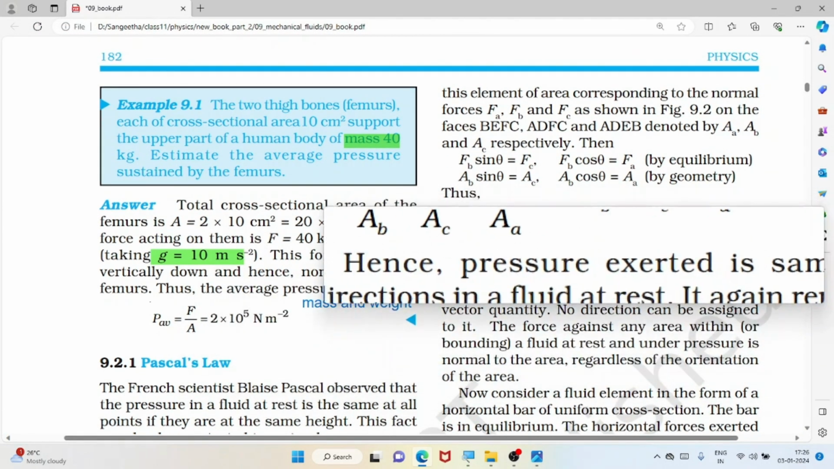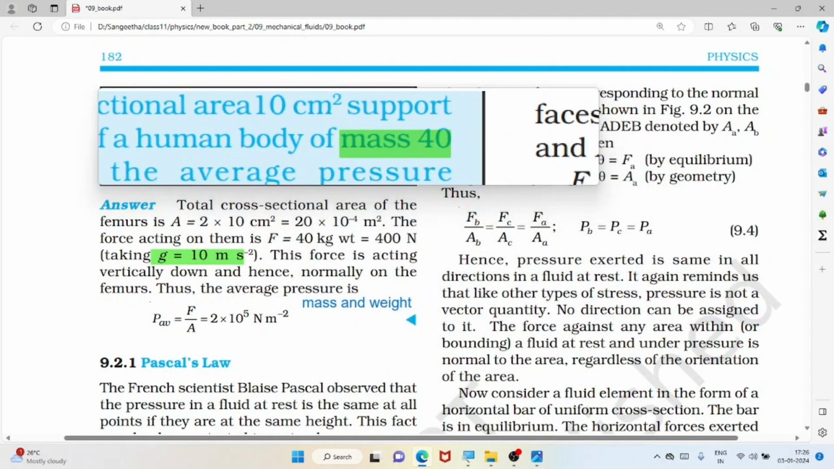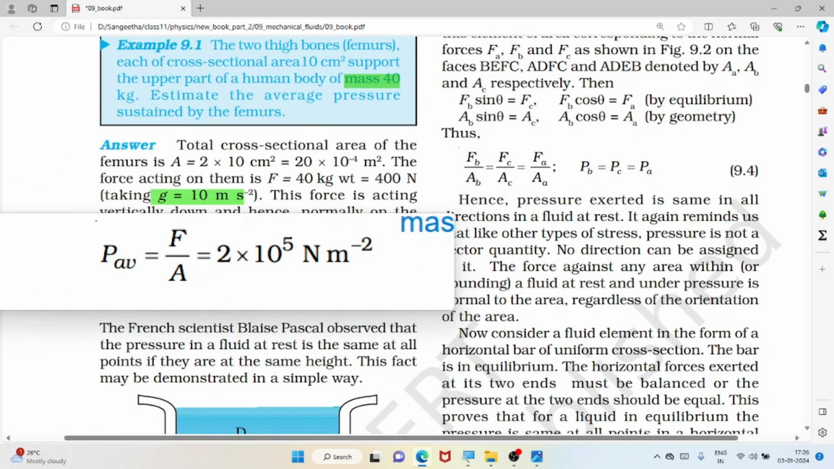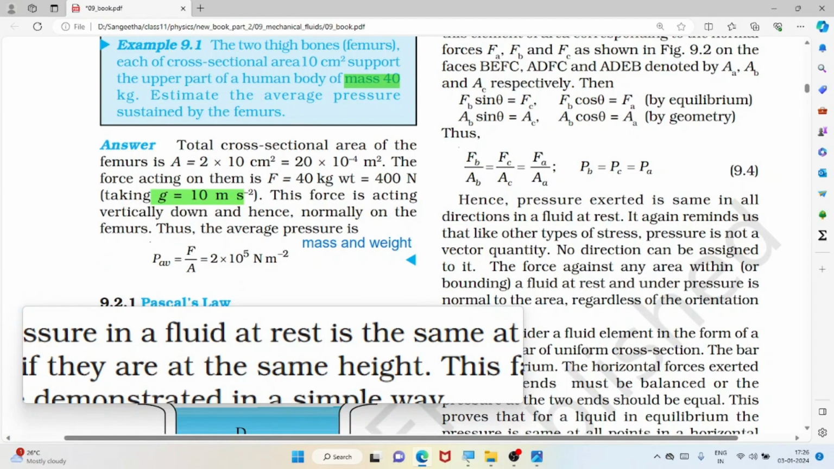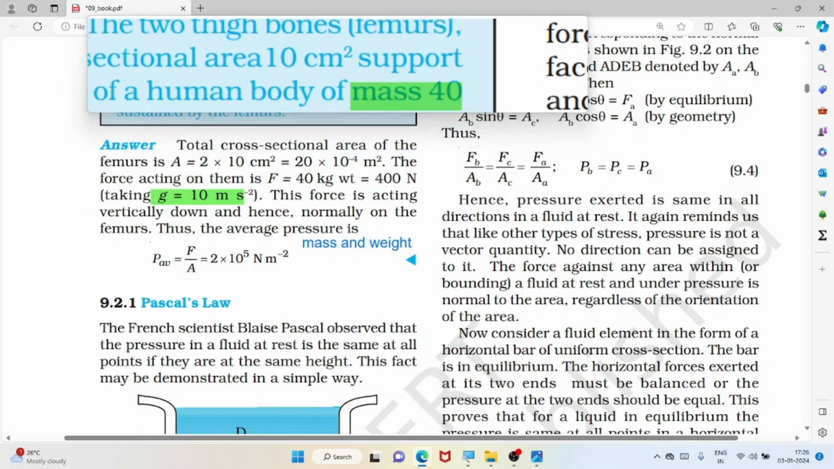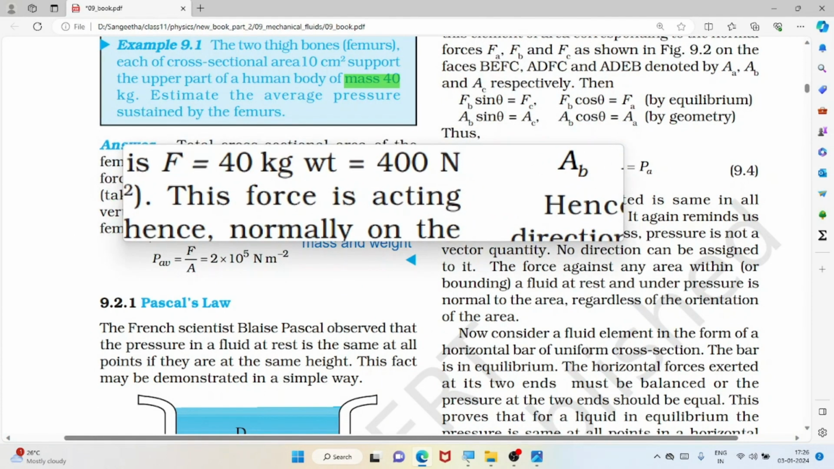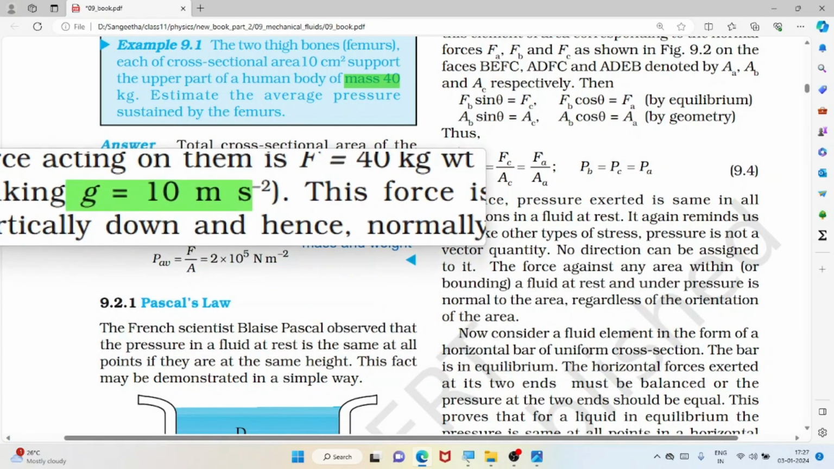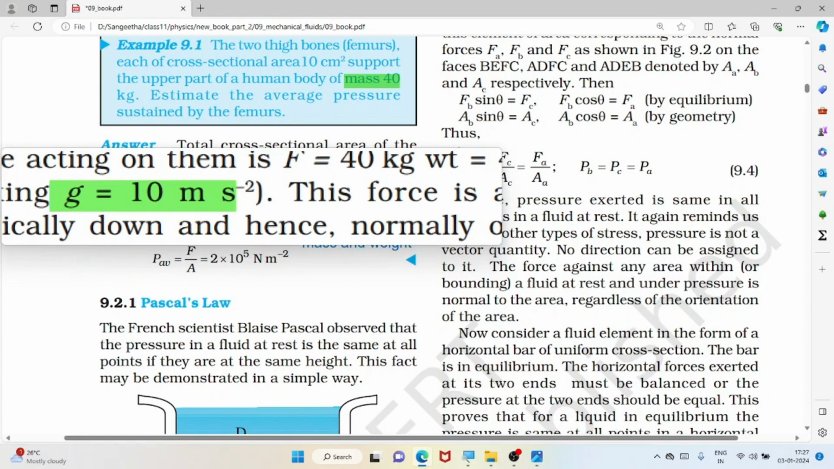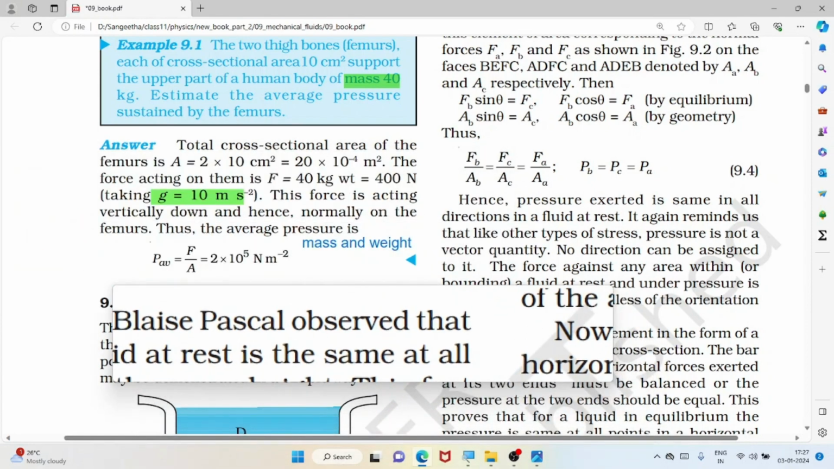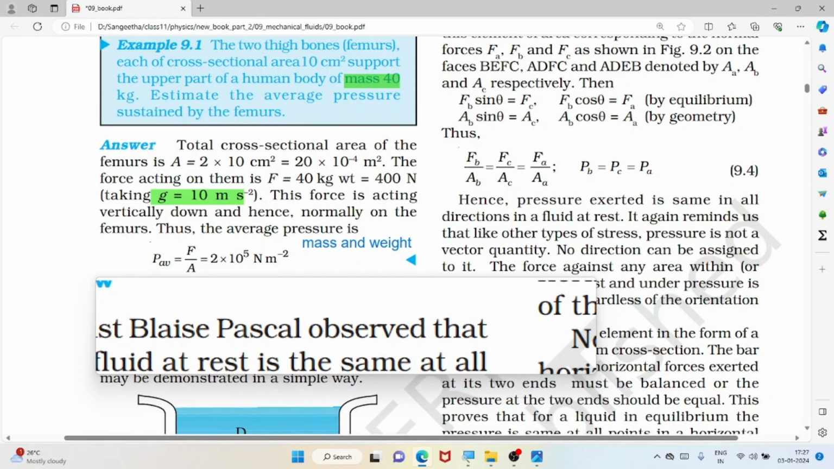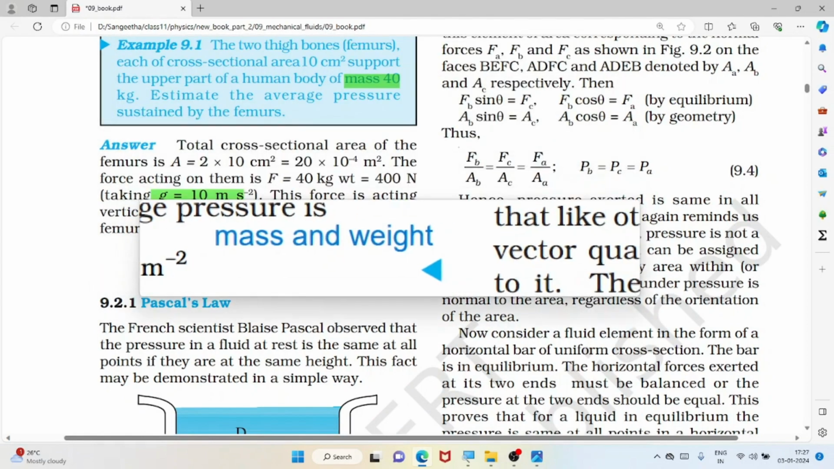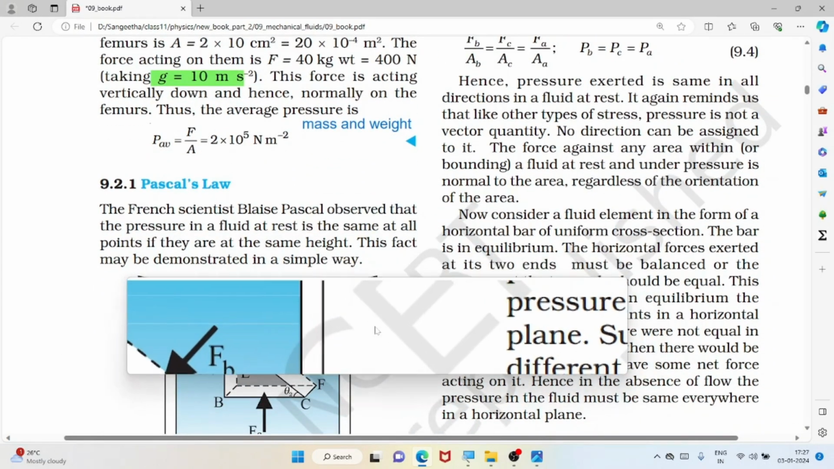Whenever a problem is given, you see they give the mass, not the weight. So weight is mass into gravity, with g as 10 meter per second square. You should know the difference between mass and weight. Weight equals mg, mass into acceleration due to gravity.